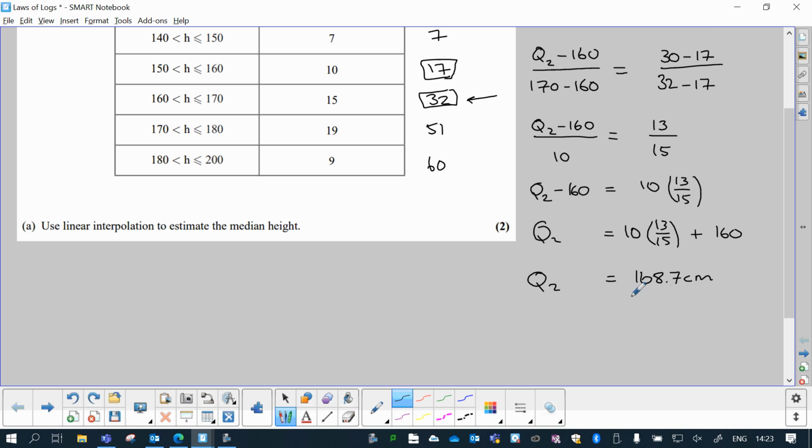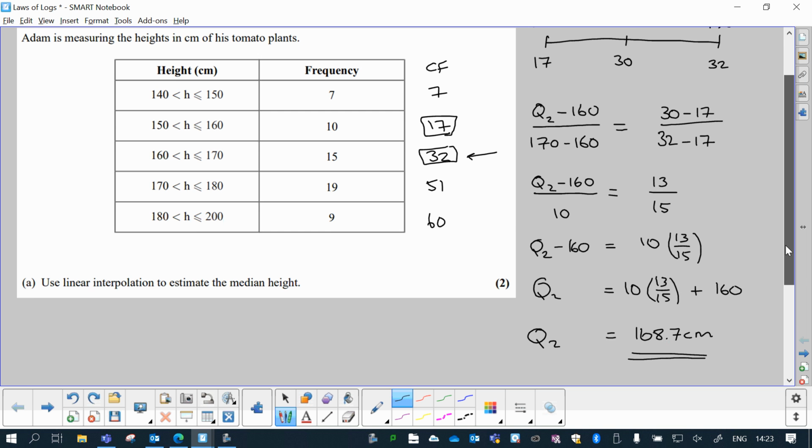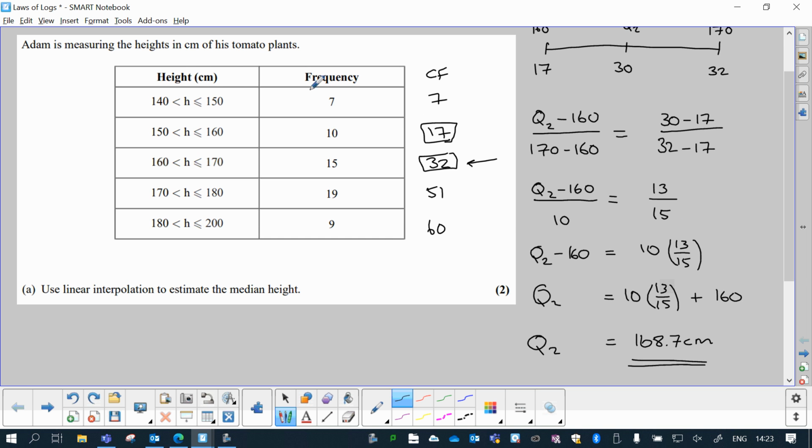Okay, cool. So that's our estimate for the median, and importantly, and I'm glad Seb said it, you need to include your units. All right? If you miss out your units, you may well drop a mark. You don't want to be dropping marks. So that's our estimate. That's it.